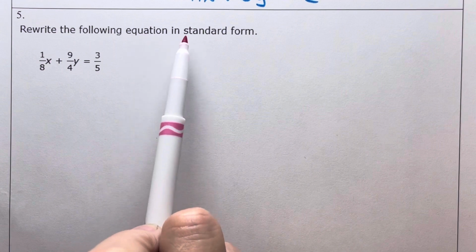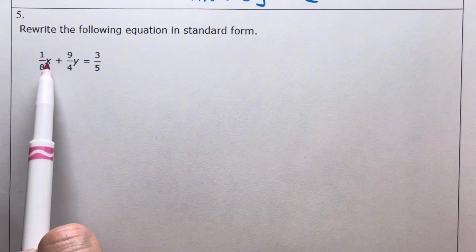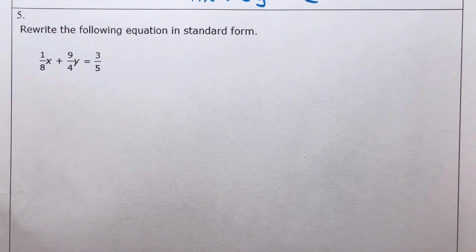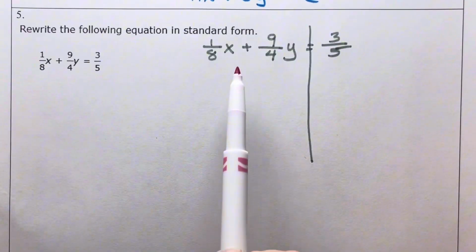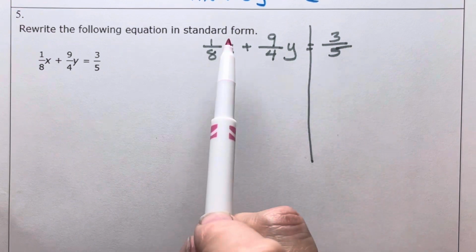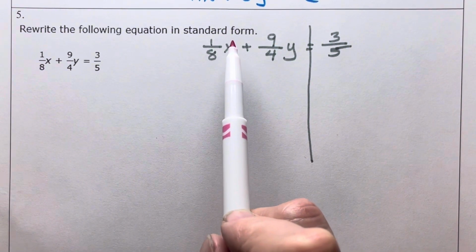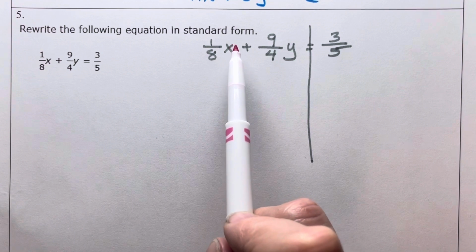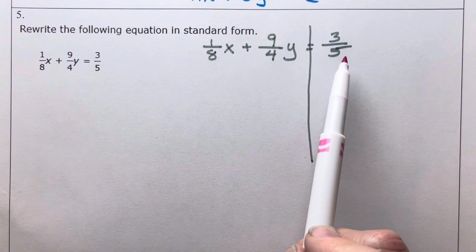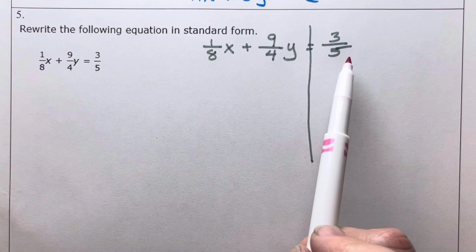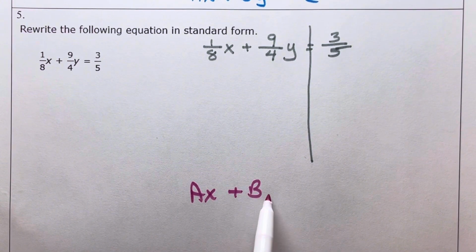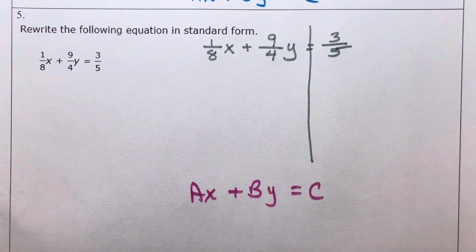Our fifth and final example. Rewrite the following equation in standard form where 1/8 x plus 9/4 y equals 3/5. In this particular problem, we can look at it and say, well, isn't it already in standard form? I mean, x is first, true, and x is positive, true again. But there are definitely fractions all throughout it. So this is not yet in standard form. It's coming along, but we still need to finish out this process so that we only have integers. We don't have any fractions.